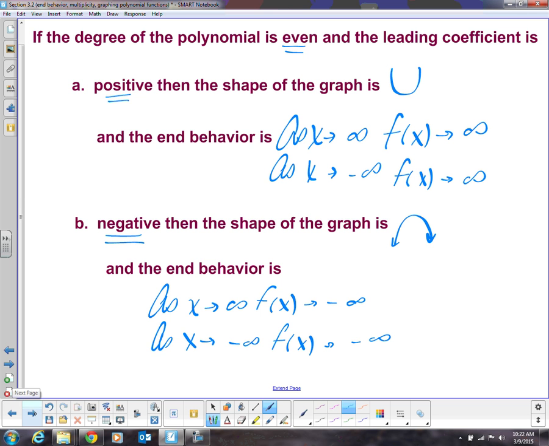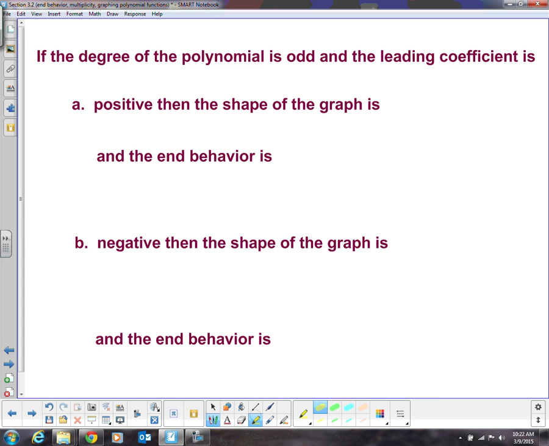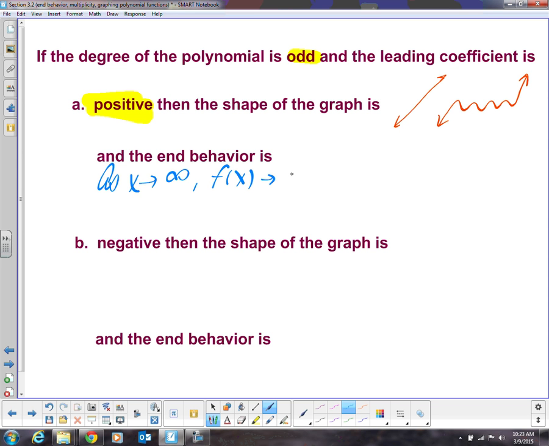So now let's summarize the odds. When the degree of the polynomial is odd and the leading coefficient is positive, then the graph basically is rising. You with me? It can have multiple little bumps there, but ultimately it is rising. So then this is going to be as x approaches positive infinity, f of x approaches positive infinity. As x approaches negative infinity, f of x approaches negative infinity.